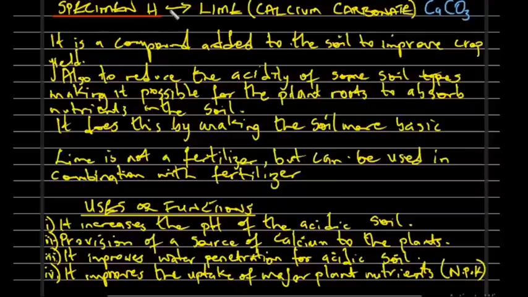So the next specimen we have there is specimen H, which is lime, and lime is calcium carbonate. That is the formula for lime. It is called calcium carbonate. That's the generic name. So the formula there is CaCO3. That is what is being written here, CaCO3. Now this particular substance is a compound that is added to soil to improve crop yield. We actually add it to soil to improve crop yield.